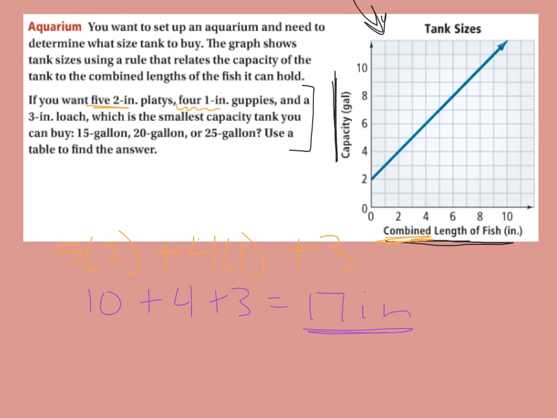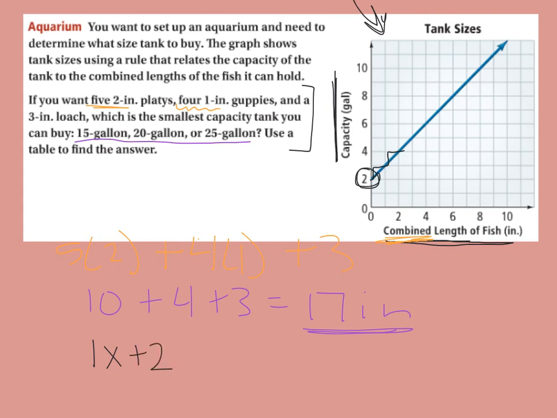So what do I have to do to this to help me figure out, should I use a 15, 20, or 25? I have to use my graph. So if I look at my graph, it does not go up to 17 inches. However, you can use this graph to write an equation. So if I want to write my equation, I see that I have a slope, a rise over run of 1. It's going up 1 over 1, up 1 over 1. So if my slope is 1 and my y-intercept is 2, so I'm going to have 1x plus 2.